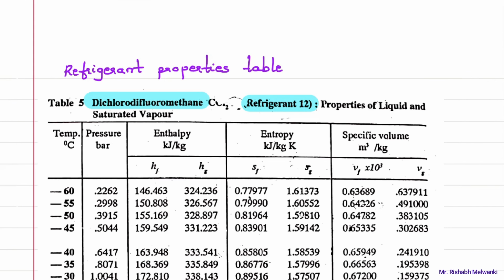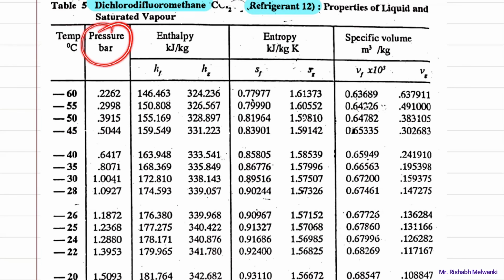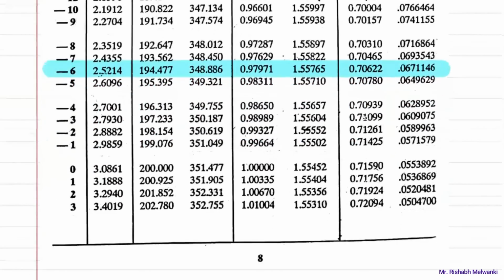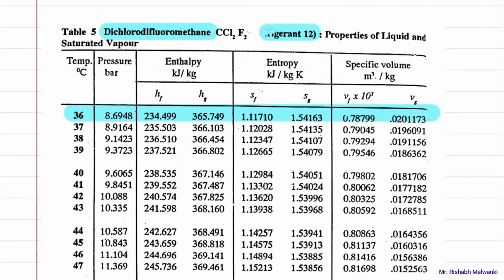Okay, this is the R12 table. So this is the pressure given in bar. We require how much pressure? 9 bar pressure. So here you have to see 9 bar pressure. Here we don't have exactly 9 bar pressure. See here, this is 9.14, so 9 bar will be in between somewhere over here. So by interpolation you can find the corresponding temperature for 9 bar, and from here also you have to do interpolation.